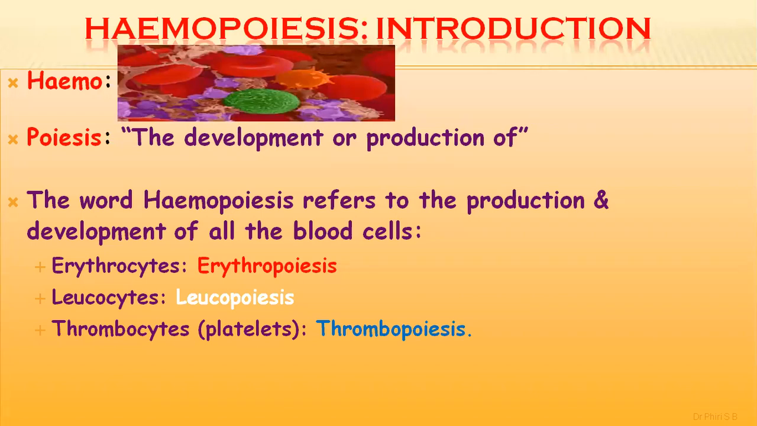are produced through a process called thrombopoiesis. Today we'll dwell mostly on erythropoiesis, because we want to appreciate the production and development of red blood cells in general. There are a lot of factors we are going to discuss, and also a lot of pathways that you will see, to appreciate the process of production of these red blood cells.